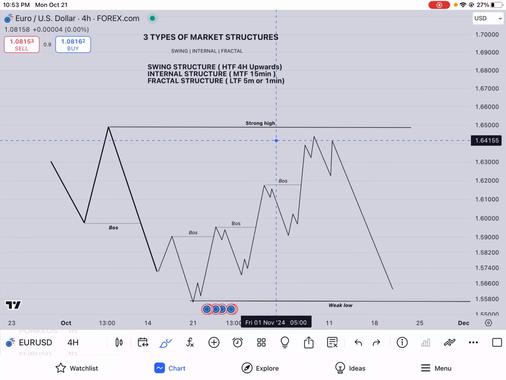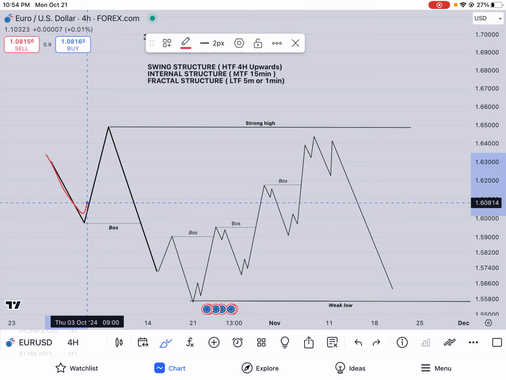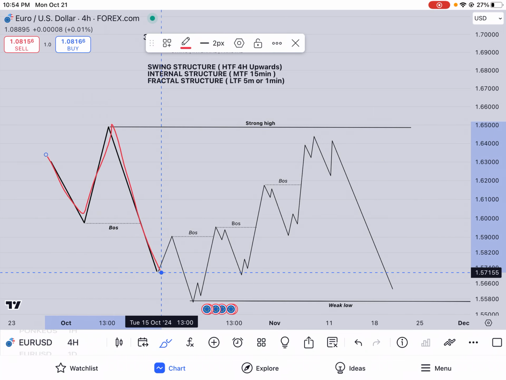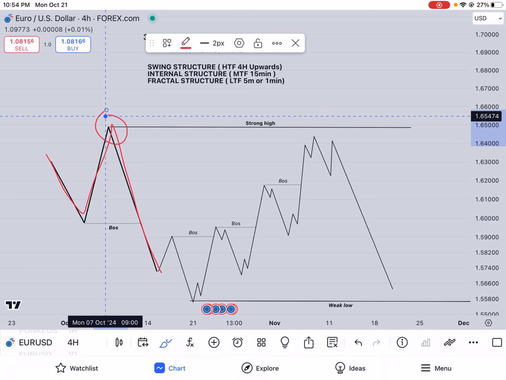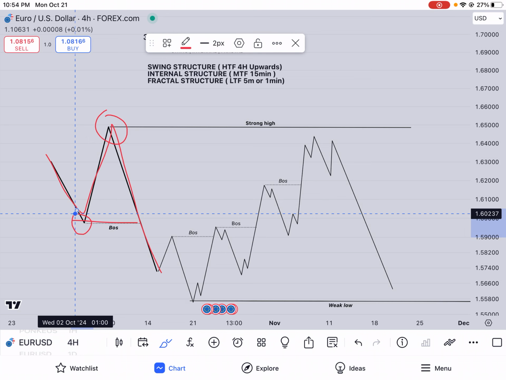The swing structure, let's say we are on a 4-hour time frame. The market can come like this, form the low here, form the high here, and then form a strong move. Then that means this high is a very strong high because why? It broke this previous low. That's why I say break of structure.